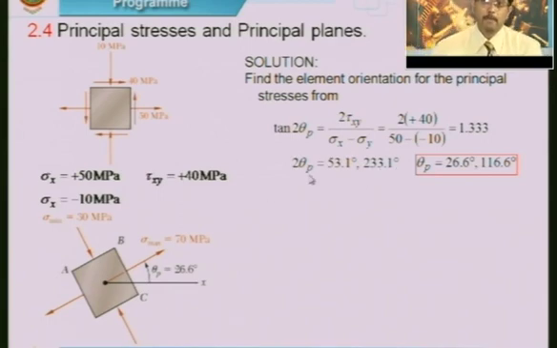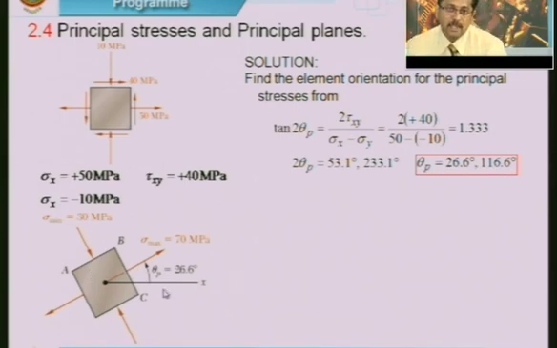So, theta p would be equal to 26.6 degrees and 116.6 degrees, which differ by 90 degrees, whereas here this differs by 180 degrees. So, the same values are given here. This would be theta p, which is equal to 26.6, which we have got, whereas this plane, if I find out this angle, this would be inclined at an angle of 116.6 degrees.